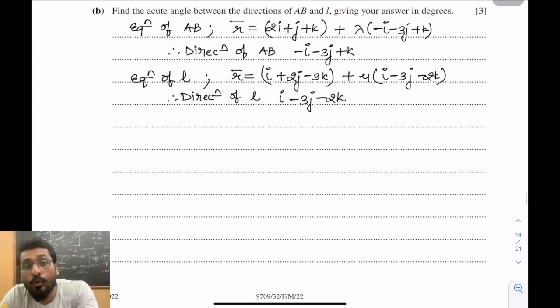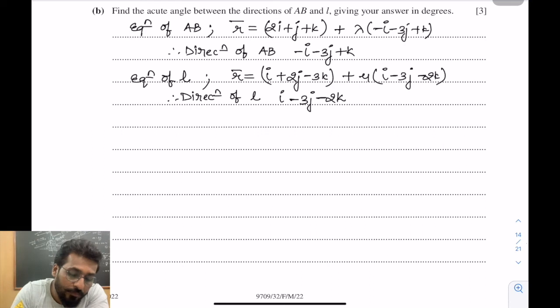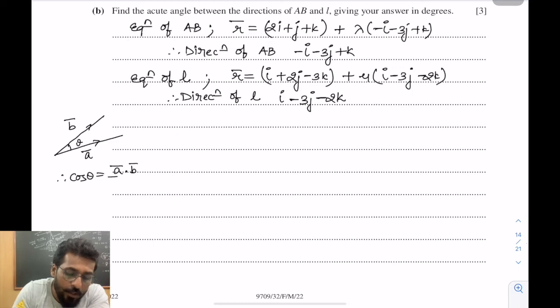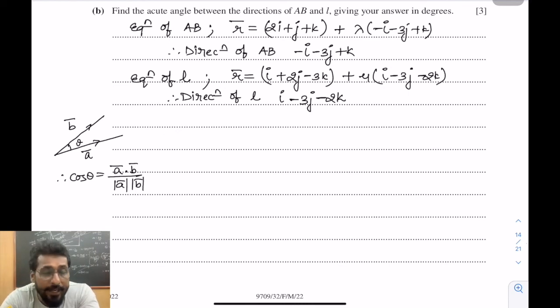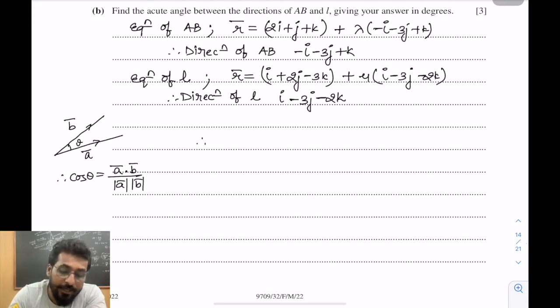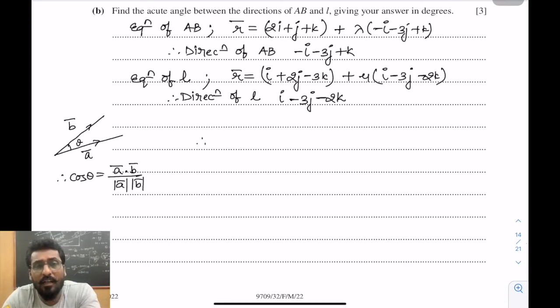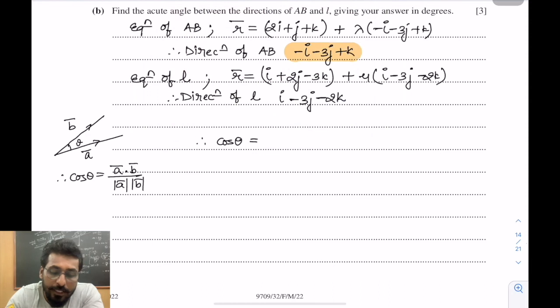So I would get the acute angle between the two lines. Students, do you know, if there are 2 lines like this, one of them is A bar, one of them is B bar, and theta is the angle between them, then cos theta is given by A bar dot B bar upon mod of A bar and mod of B bar. That's how we get the acute angle between 2 lines or the directions. Okay, so here, if theta is the angle between line AB and line L, I can write cos theta is equal to A bar dot B bar. So this is A bar, this is B bar.